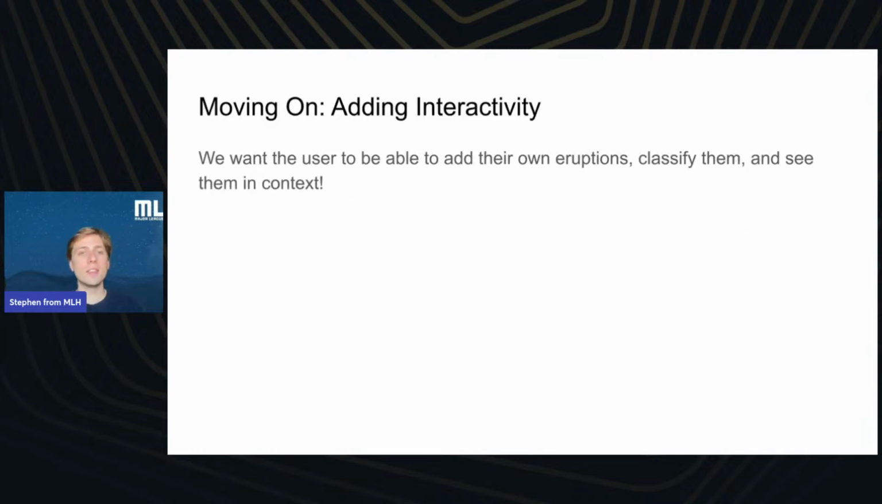But we'll move on to adding interactivity now. And this is really why we're interested in a web app, because if we can just do this model on our own and share the results and nothing has to change, then what's the point of building a web app with Taipy, right? But really, the point is that we can ask users for interactivity. So we're going to have the user add in their own eruptions, classify them, and see them in context. So they can see the results plotted, enter their own eruption, and the algorithm will tell them what kind of eruption it is.